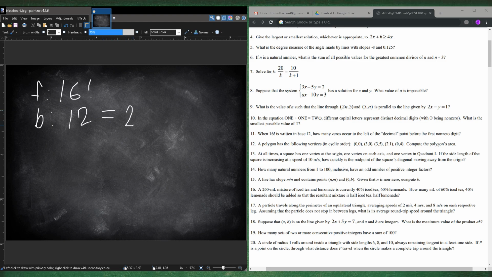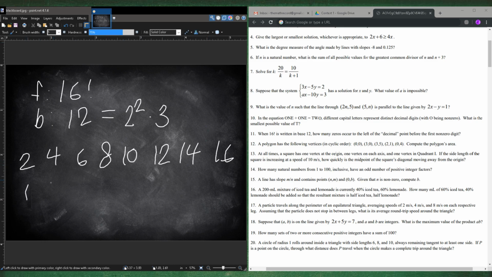So that's basically 2 squared times 3. So you need to count the amount of 2's and you need to count the amount of 3's. So the amount of 2's in 16 factorial: 2, 4, 6, 8, 10, 12, 14, 16, right? So that basically are all the 2's.